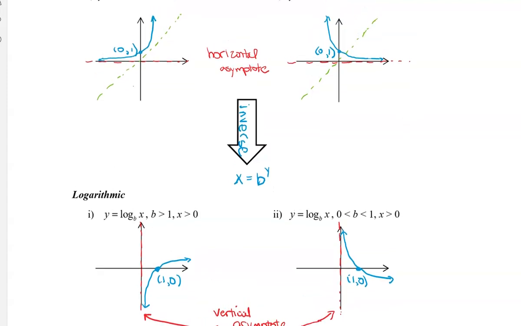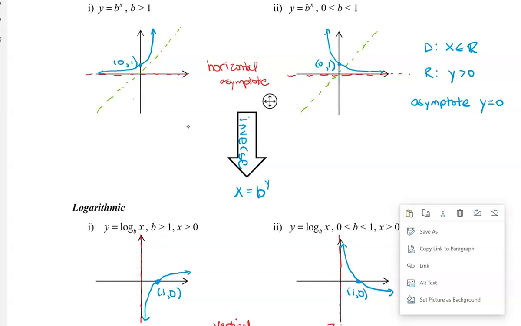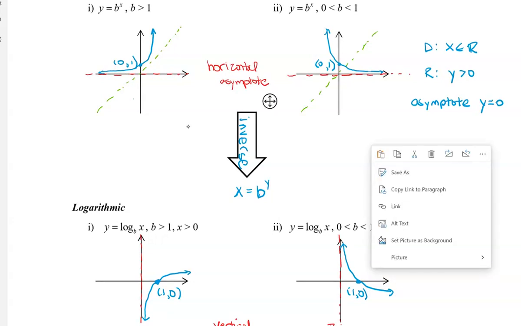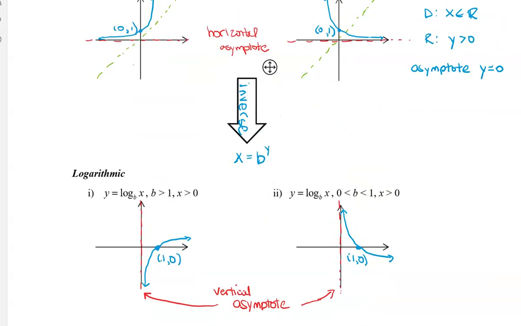So, some features. Remember that the domain was all real numbers, and the range is greater than 0. And the equation of the asymptote of this base function is y equals 0 for the horizontal asymptote. So for the log graph, we have the domain, now x greater than 0, because it swapped.